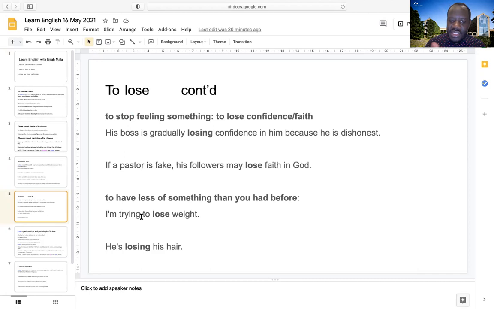To have less of something that you had before. For example, I'm trying to lose weight, so I'm trying to have less weight than I had in the past. So if my weight was, let's say, 100 kilograms, and I'm trying to bring it down to 90, then I say I'm losing weight, or I'm trying to lose weight. He's losing his hair, meaning that the amount of hair on his head or maybe on his body is reducing at the moment as compared to the past.